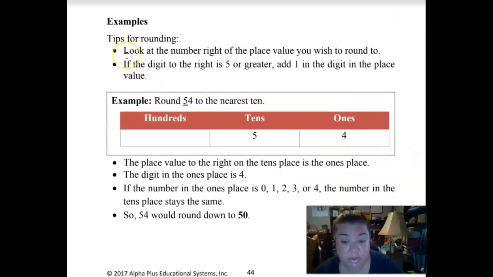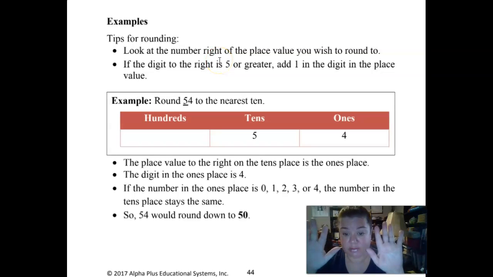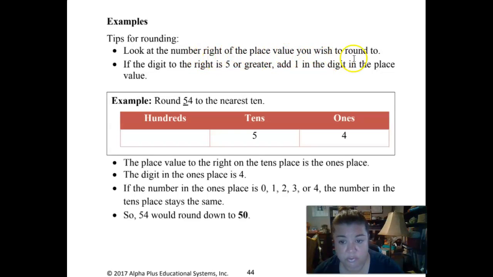So, tips for rounding. You want to look at the right. Find your right hand. Look to the number to the right of the place value you wish to round to. If the digit to the right, you're always going to look to the right, is 5 or greater, add 1 to the digit in the place value.